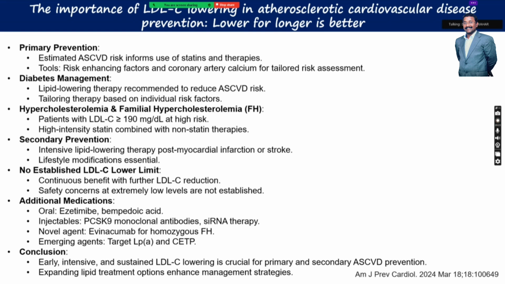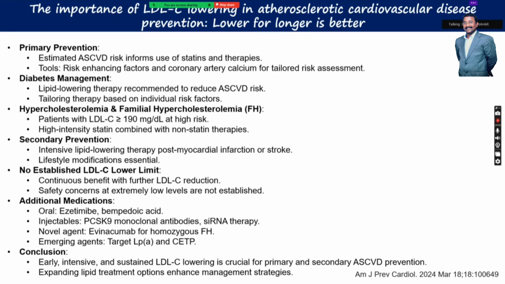So the primary prevention is the estimated atherosclerosis, diabetes management, hypercholesterolemia and familial hypercholesterolemia management. Secondary prevention, no established LDL-C lower limits, additional medications like oral ezetimibe, bempedoic acid. These two are very, very important drugs to be added to the statin in some individuals, not all individuals, but some individuals you have to take the help of ezetimibe along with your statins and the bempedoic acid. Now it is available at the dose of 180 milligrams, a good drug, especially for the statin intolerant population.